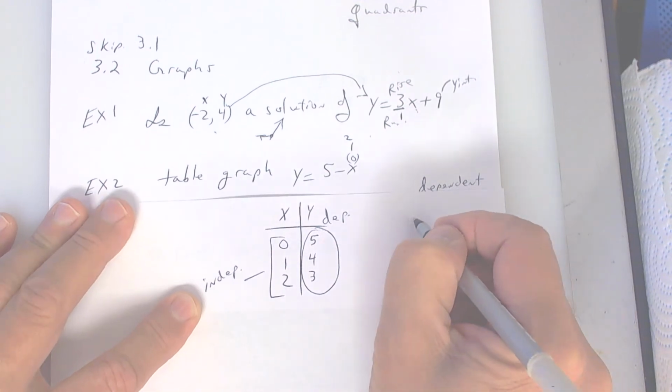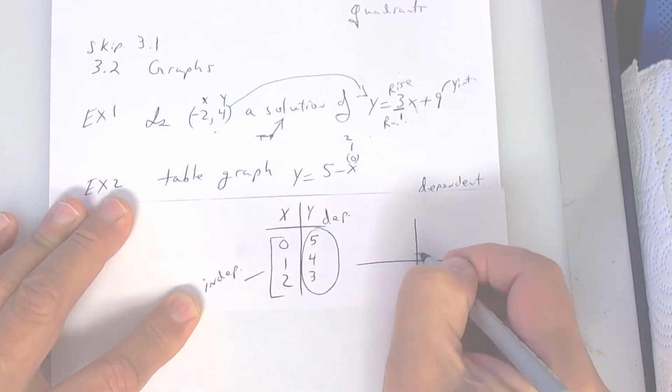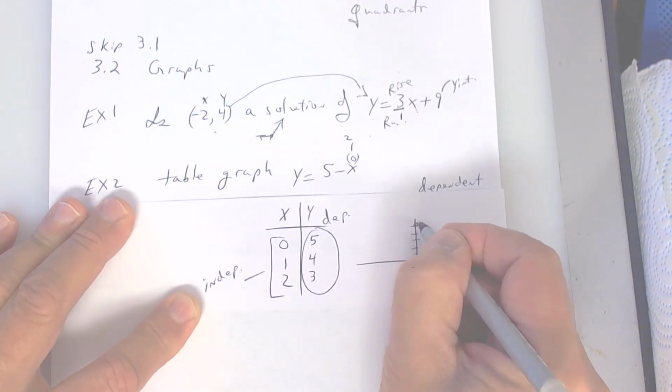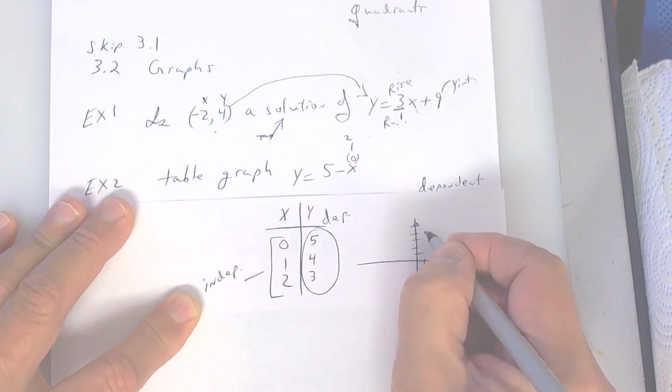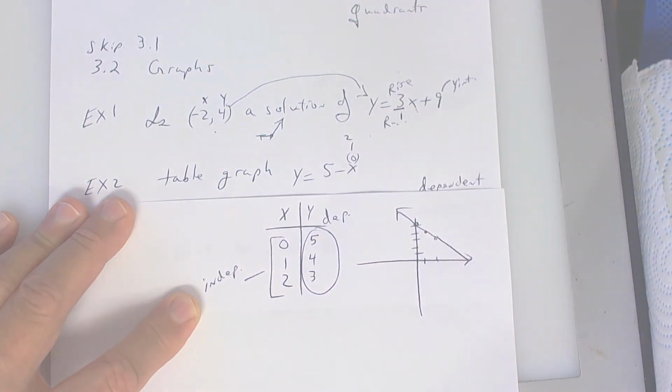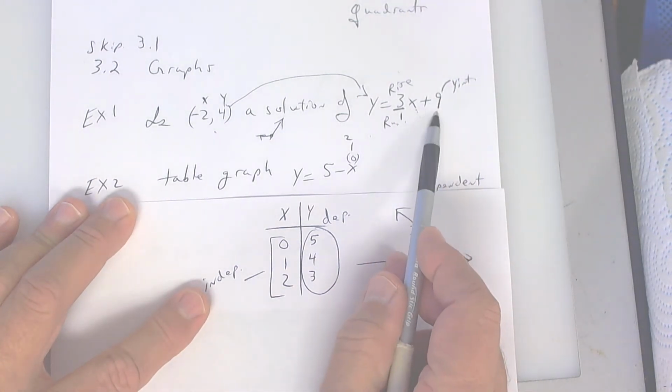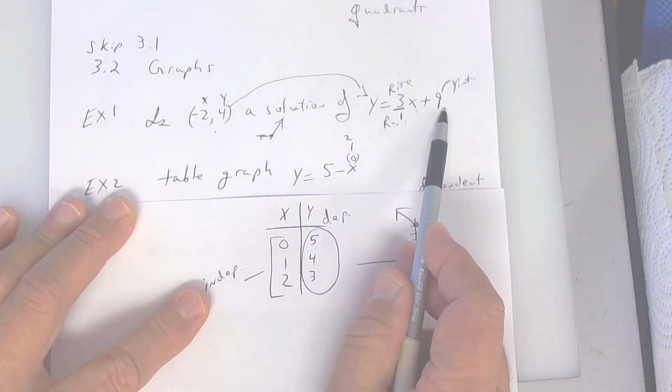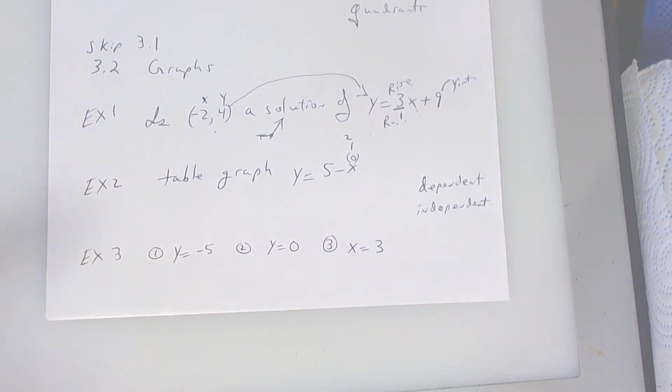So I graph it. Over 0, 1, 2, 3, 4, 5. Over 1 up 4. Over 2 up 3. And it looks like this. And all you need is 2 points for a line. Okay? So we made a table and we graphed it. We also graphed this other one by slope and y-intercept. So you got to know all of these.